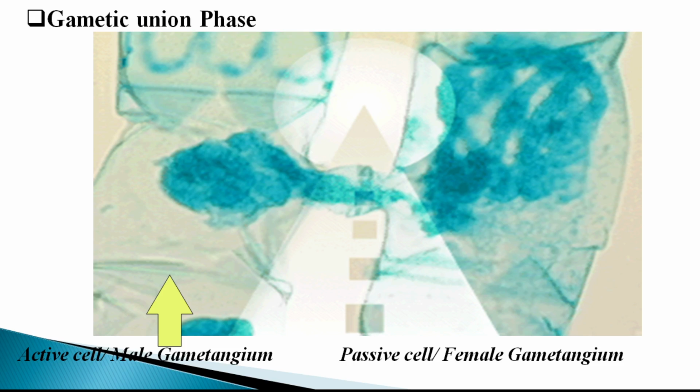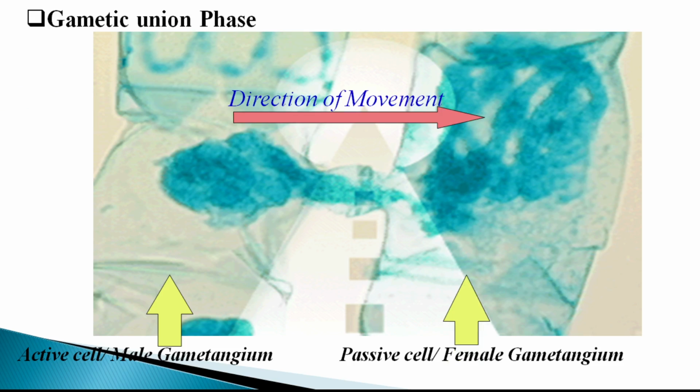Let's have a look at how it looks under the microscope. Of course, this is the stained slide. So the gametic union phase takes place in such a way that one of the cells is considered as the male gametangium, from which the protoplast migrates by means of amoeboid movement, and that migrating protoplast is received by another cell, generally referred to as the asexual or female gametangium. You can see this movement of the protoplast taking place by the so-called amoeboid mechanism.